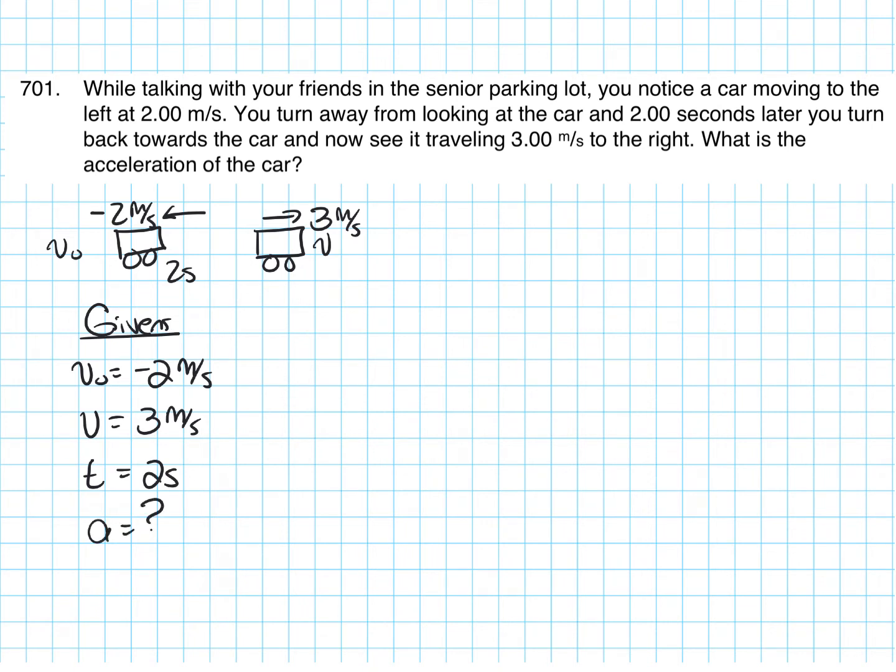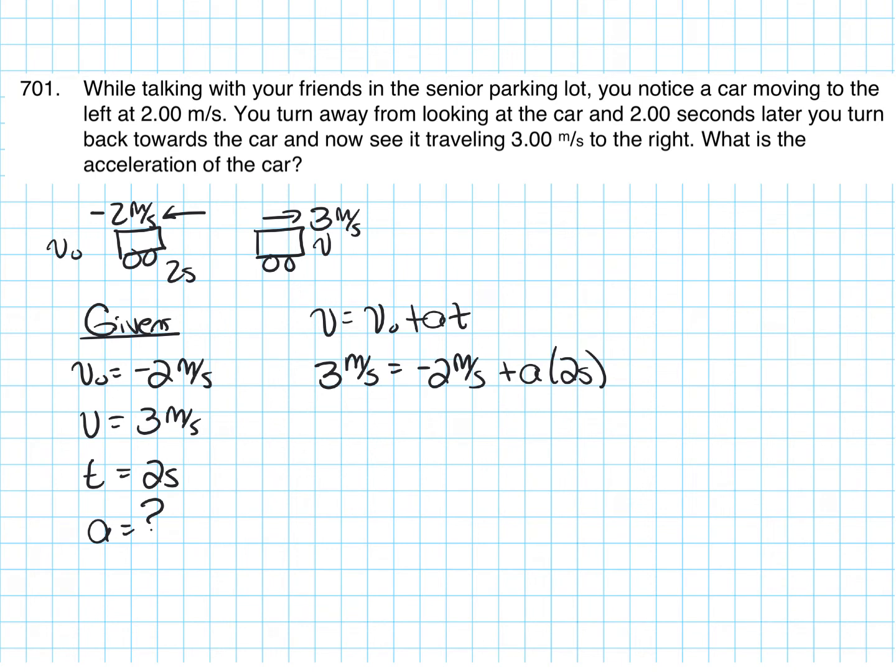So I need some way of relating initial velocity, final velocity, time, and acceleration. And to do that, that's going to be the VOAT equation. V equals V naught plus AT. And I'm looking for the acceleration, so I'll put in my numbers. Final velocity is 3 meters per second, equals initial velocity, negative 2 meters per second, plus the acceleration, which I'm looking for, times the time. And the time is 2 seconds.